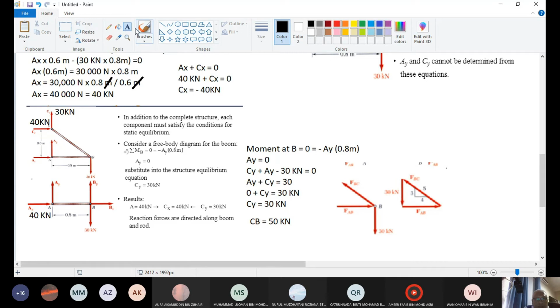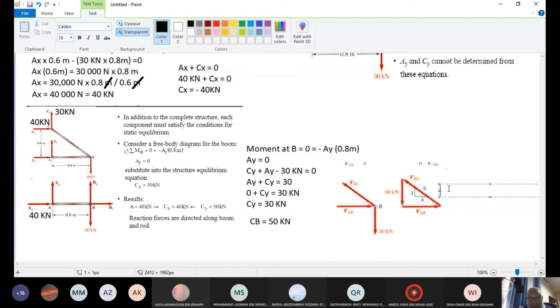Theorem Pythagoras. Let me do this. BC equal square root of 30 square plus 40 square.